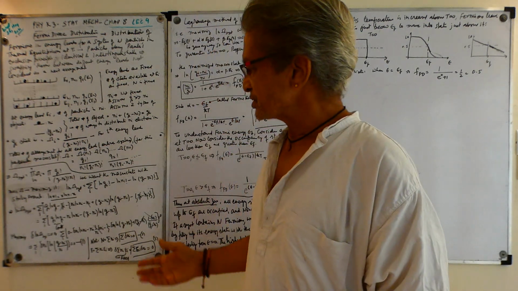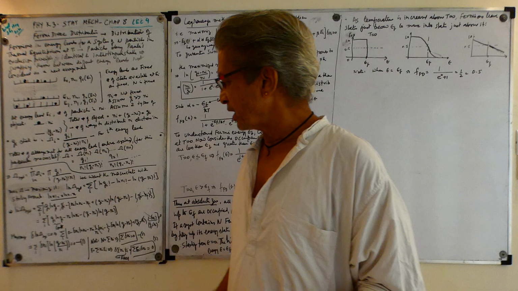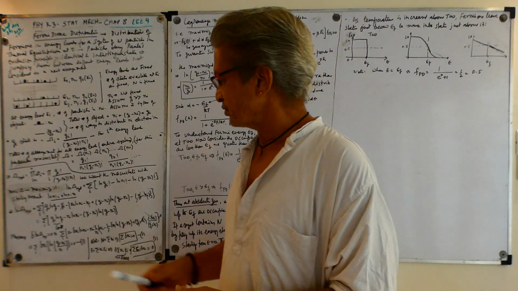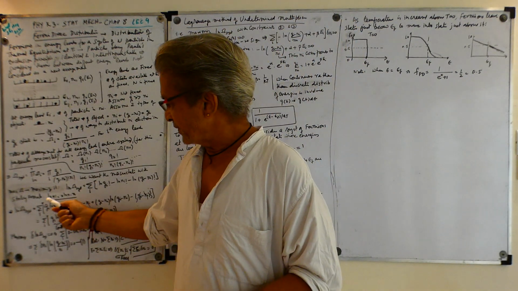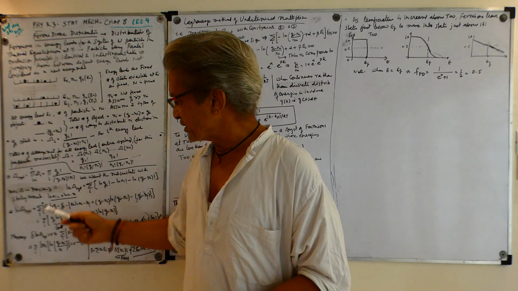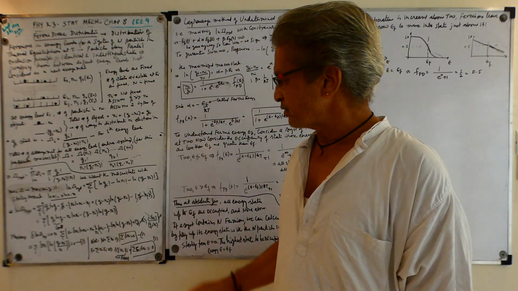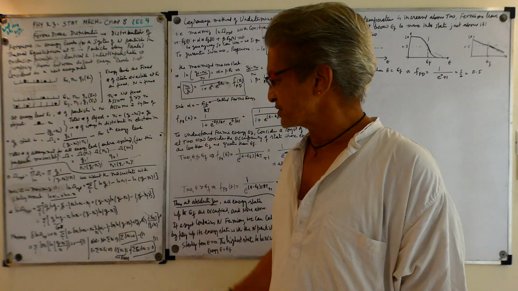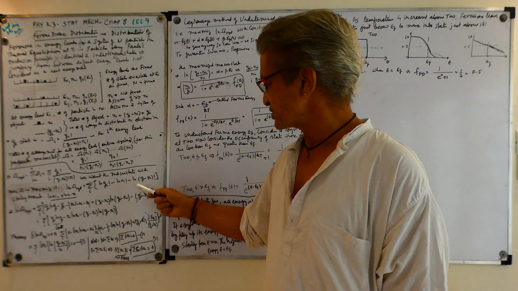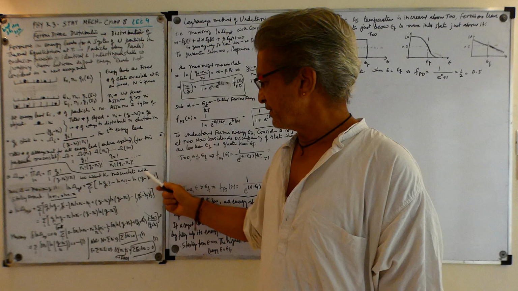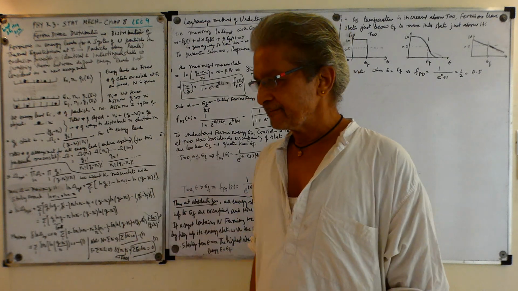So I'm going to use the Stirling formula just like we did before for a large number of particles. It holds good. Ln of x factorial equals x ln of x minus x. So that's what we can apply for all these quantities, all these ln's which have factorials, because we want to get to this factorial.